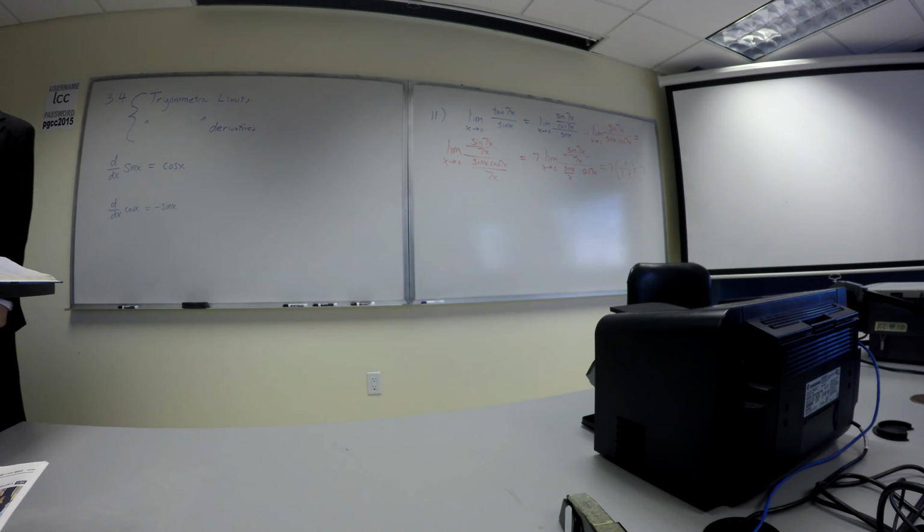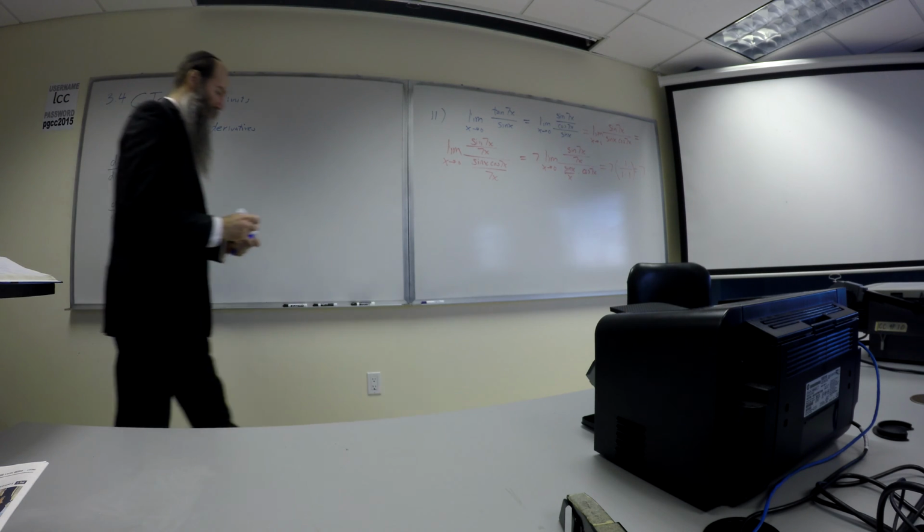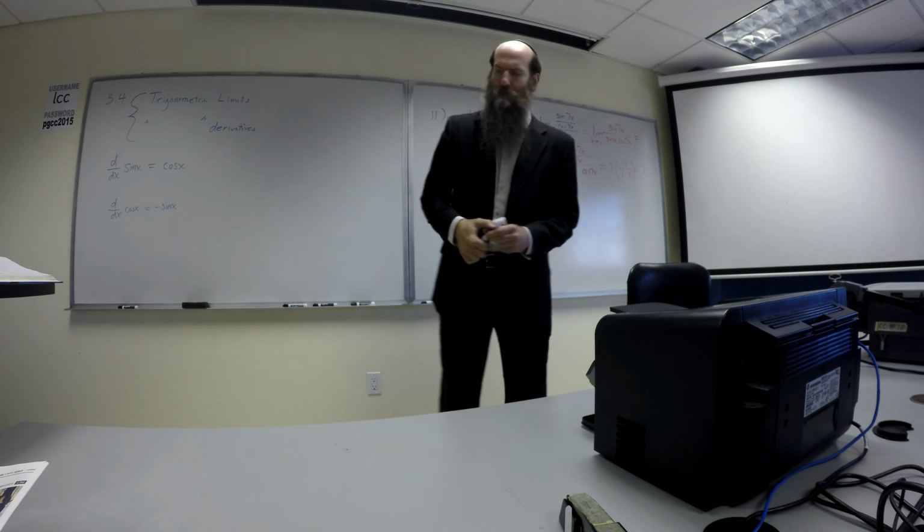These rules, like the ones we did before, the power rule and sum rule, you need to memorize these things. So derivative of sine is cos, and derivative of cosine is negative sine.